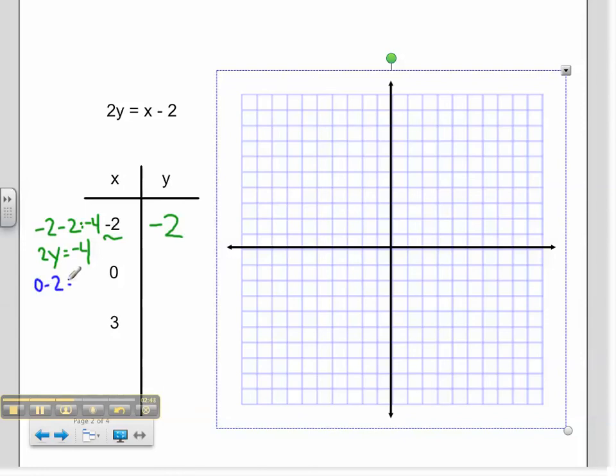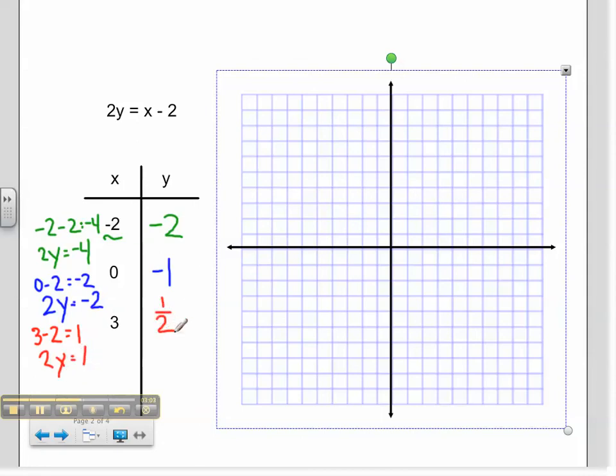For my next one, I'm going to plug in 0. 0 minus 2 equals -2. So I know that 2y has to equal -2. That tells me that y must equal -1. And then finally, I'm going to plug in 3. So 3 minus 2 equals 1. So if 2y equals 1, then y must equal 1/2.